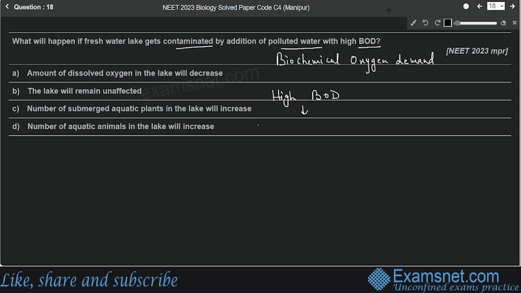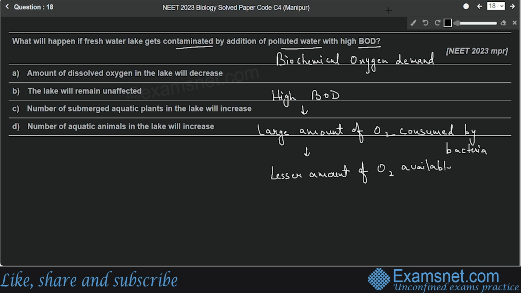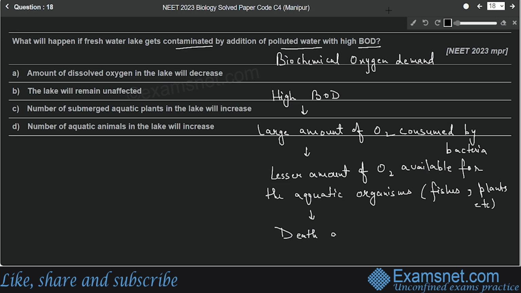High BOD in water means that a large amount of oxygen will be consumed by the microorganisms, mainly bacteria. So due to this, a lesser amount of oxygen will be available in the water body, that is the lake, for the aquatic organisms, for example fishes, aquatic plants, etc. So they will not receive enough oxygen for respiration. This will eventually lead to the death of the aquatic organisms.